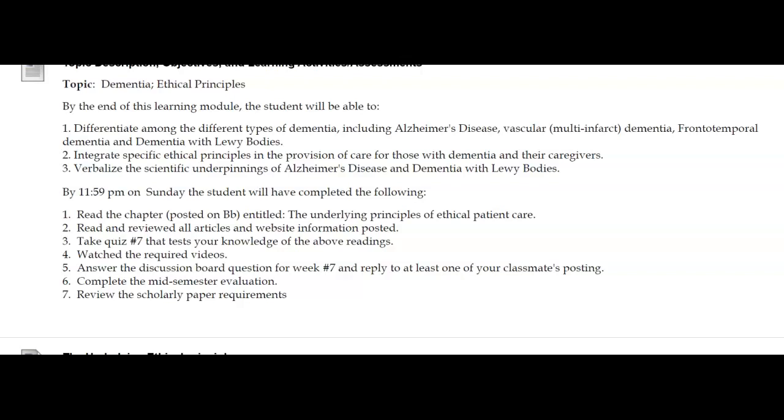Welcome to our learning unit on dementia and ethical principles. By the end of this module, you're going to be able to differentiate among the predominantly four different types of dementia. That includes Alzheimer's disease, vascular, also called multi-infarct dementia, frontotemporal dementia, and dementia with Lewy bodies.